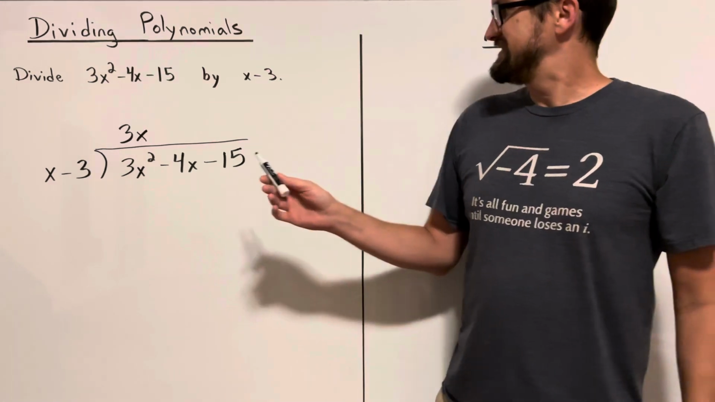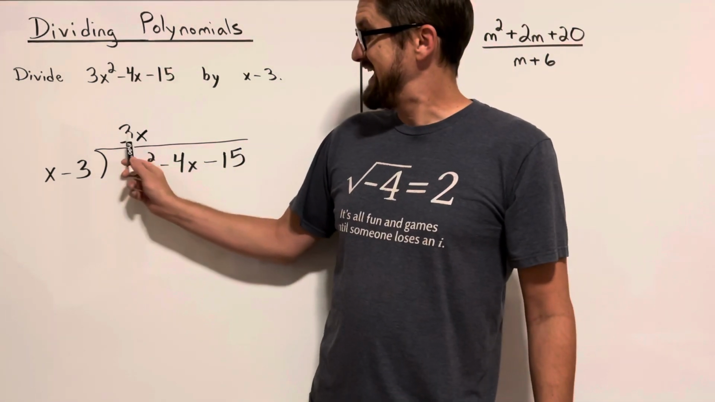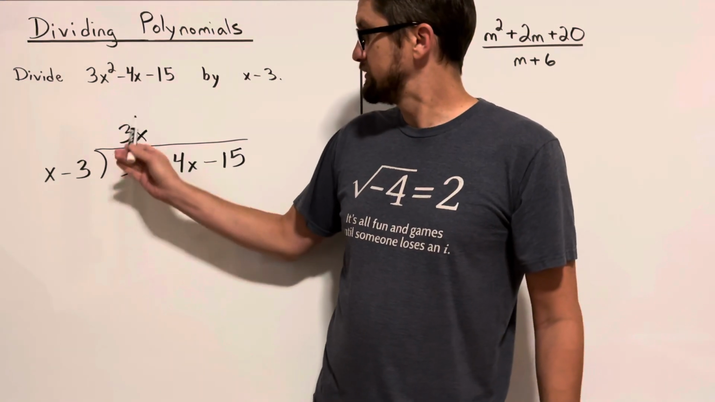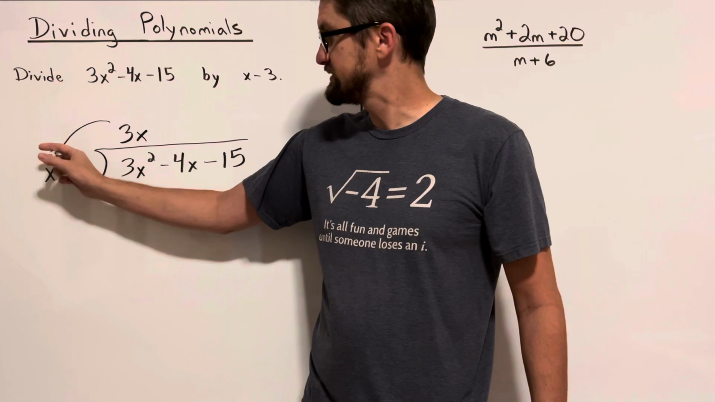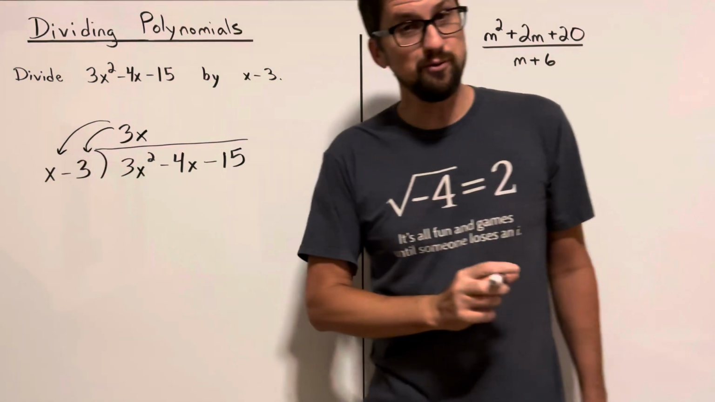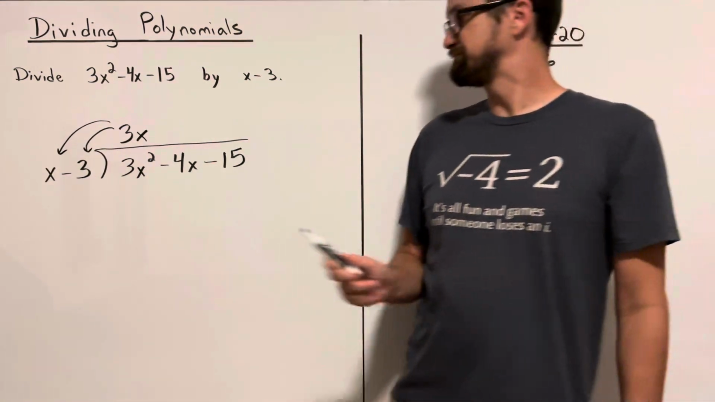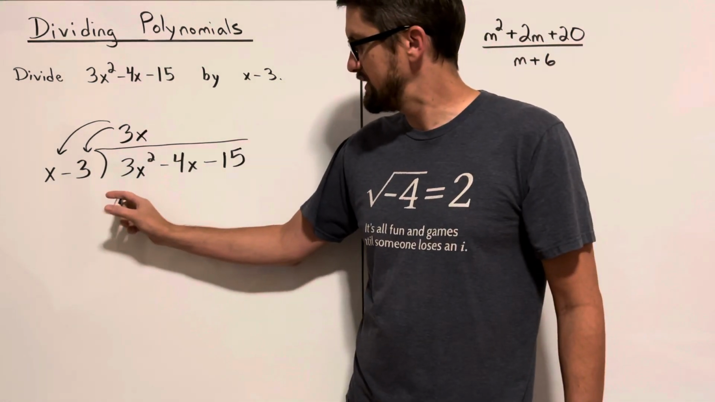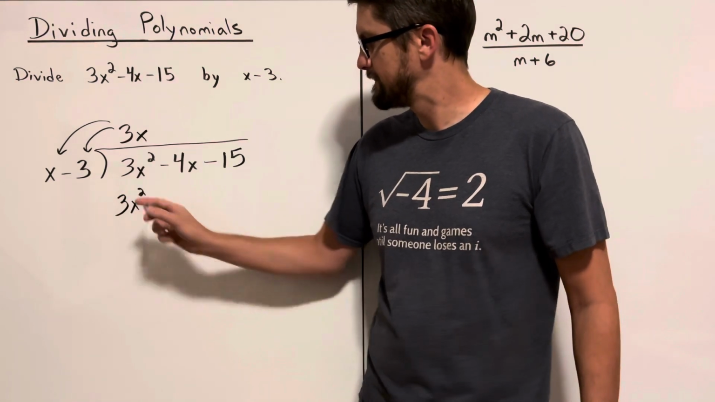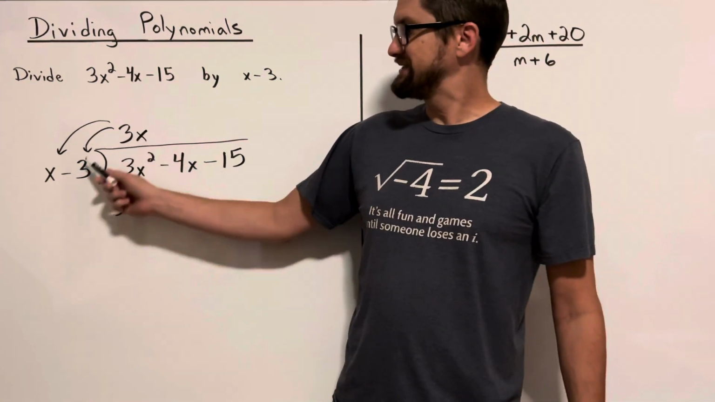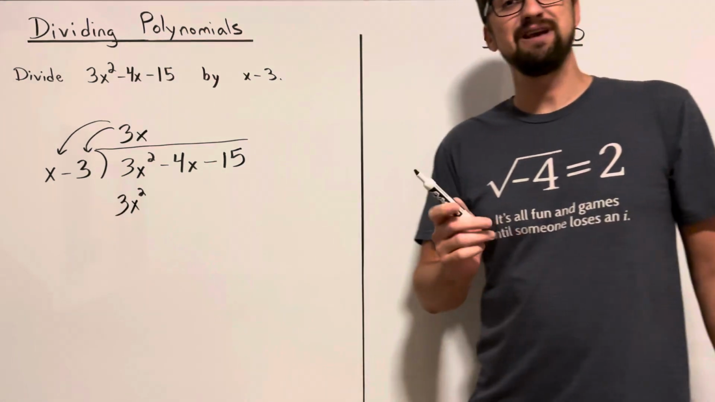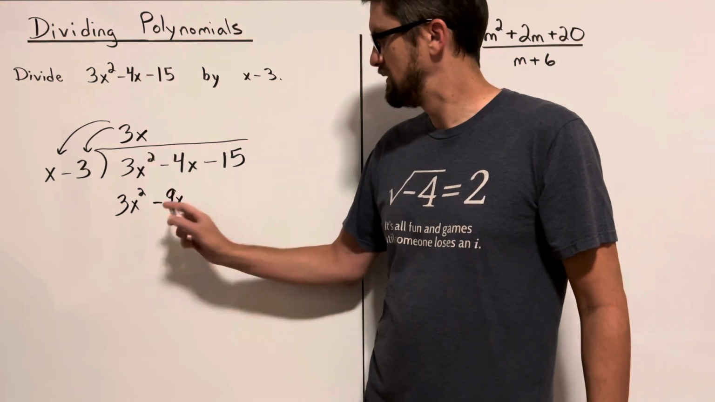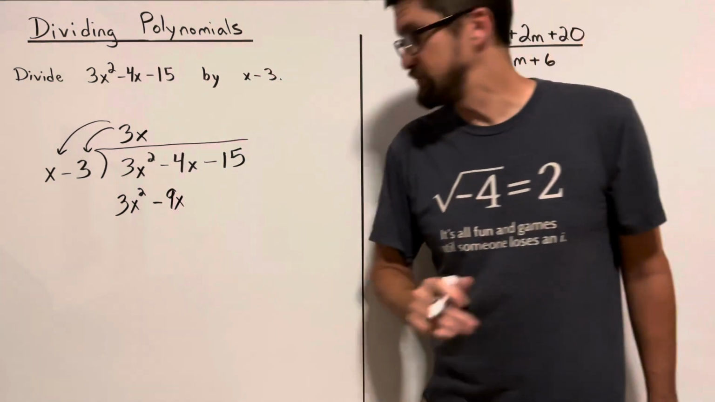The next step is to take the 3x and multiply it to the whole binomial over here. So we're going to distribute. It's taking the 3x and distributing it to the x and the minus 3. So 3x times x gives you 3x squared, and I'm going to write that right underneath the 3x squared here. And then I'm going to have 3x times this minus 3, which is going to give me a minus 9x. So I took the 3x and I distributed it.